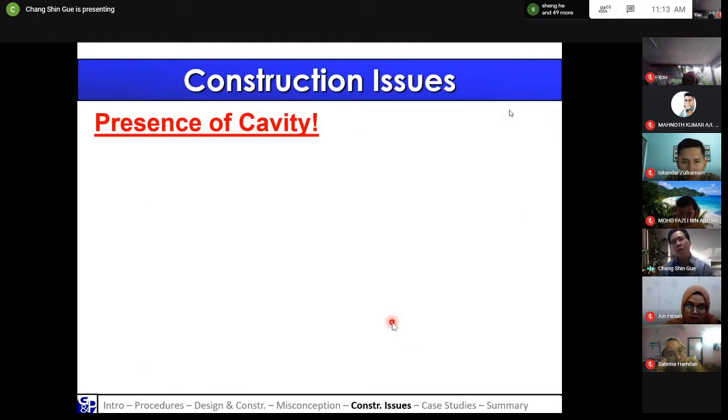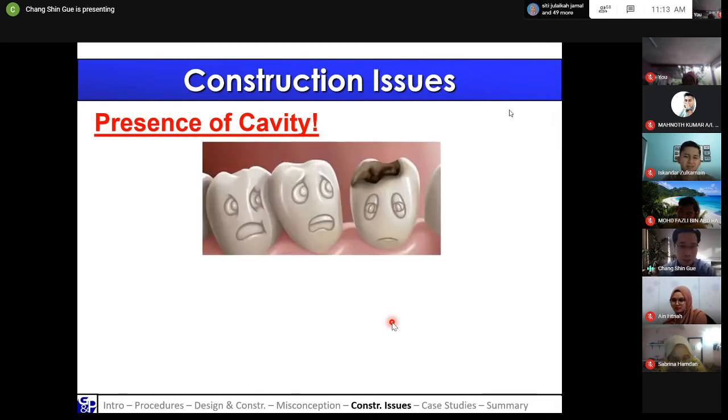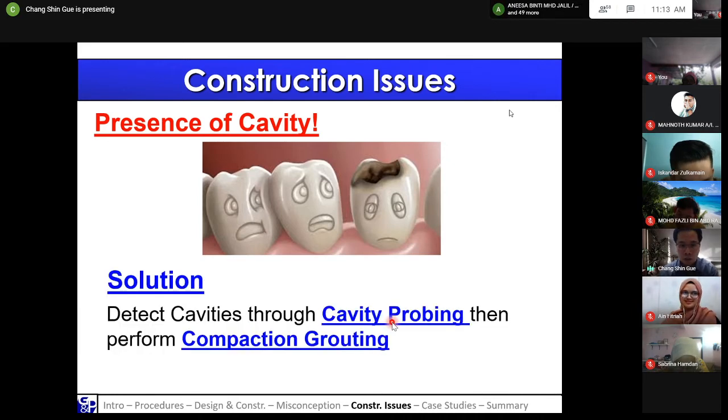Okay, another issue with piling is the presence of cavity. I'm not talking about cavity in our tooth, but cavity in limestone. So the solution is that during or before the construction, you need to detect the cavities through a series of cavity probing, which means you're boring through the soil and trying to locate the cavities. If you find the cavities, then you need to do compaction grouting to fill up the voids.